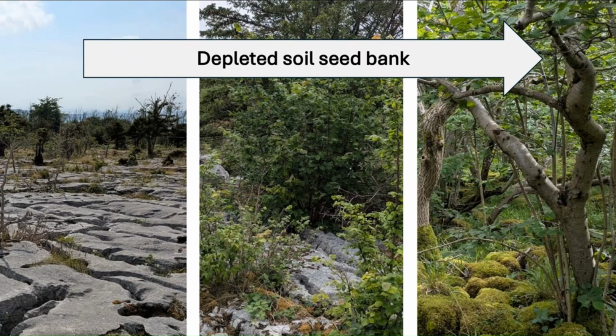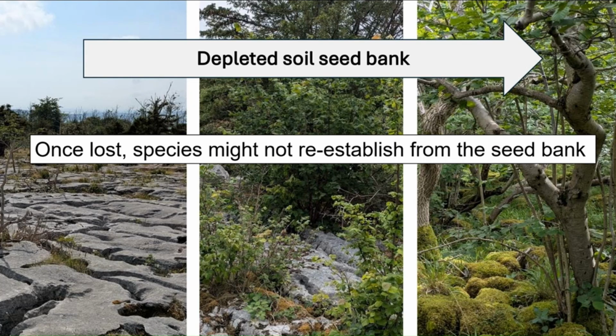So along with that plant data that we've looked at, the soil seed bank is becoming depleted. And that's really important for management, because it might be that once we lose these potential open species, they might not come back from the seed bank. So that would mean that we would need a neighboring seed source to facilitate restoration of those habitats.